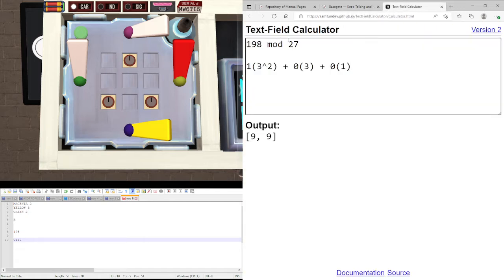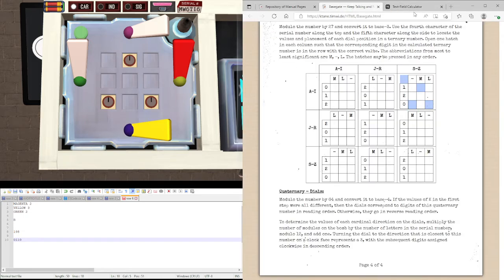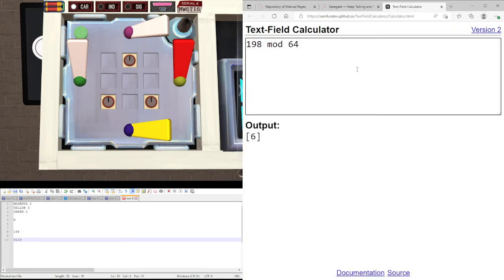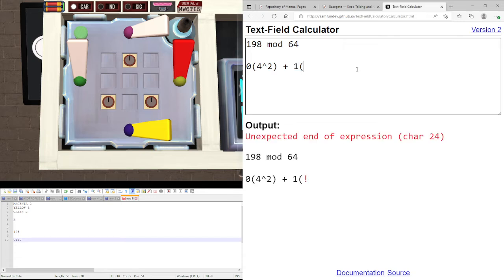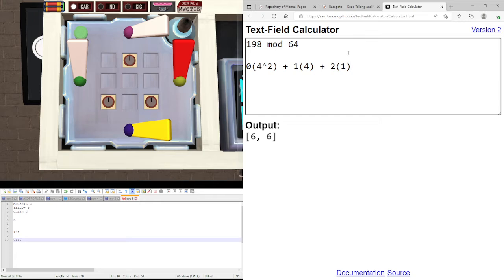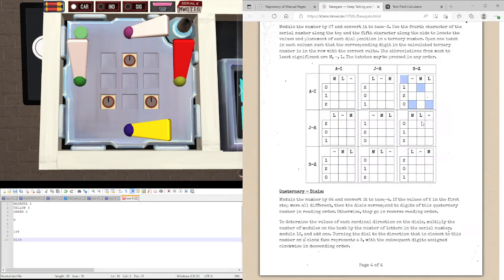We're going to modulate our current number by 64 this time. We have 6. So 6 in quaternary is 0 4 squareds plus 1 4 plus 2 1s. So it agrees to me 0 1 2. So if the values of k in the first order were all different, they were not. So we're going to be going in reverse reading order. So this is the most significant, followed by this one, followed by this one.